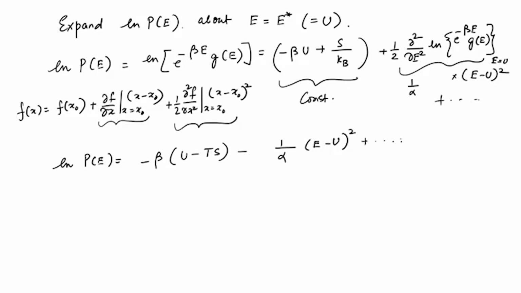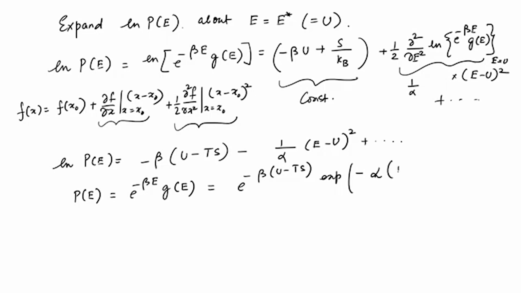Okay. So, this tells you that the P of E, which is nothing but e to the power minus beta E g of E, is equal to e to the power minus beta u minus T s and e to the power minus alpha E minus u whole square. Okay. Let me write with a square bracket here. Okay. So, this is the distribution, this is a constant, this is a Gaussian.